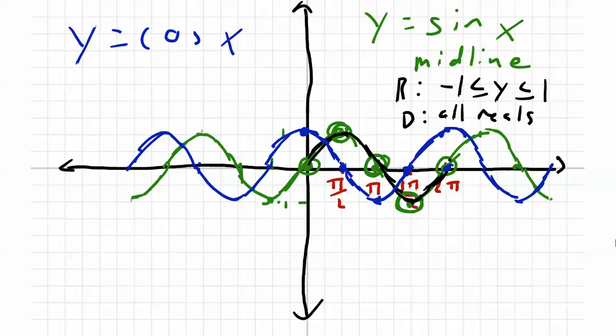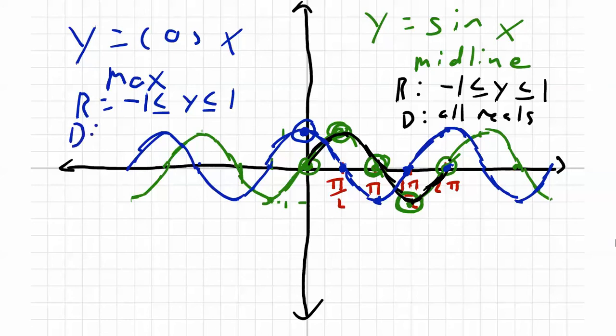Okay. So the big thing with the cosine is the cosine starts at a maximum. Okay, so the cosine graph started up here at a maximum, whereas the sine graph started at that midline. The range is the same. It still gets up to 1, or down to negative 1 and up to 1. Domain is still all reals. So again, graphs are identical. They're just the horizontal shift of each other.